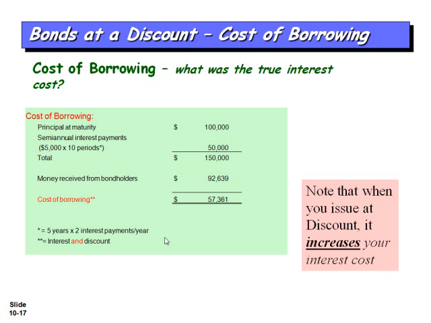So the cost of this bond was higher than the cost of the previous bond because of the discount. So you can see the principal, $100,000. That's what we're going to be paying back the bondholder. We're also paying the $50,000 in interest, just like in the last example, but we only got $92,639. So the cost of this bond is $57,361. $7,361 more, or you could take the $50,000 plus the discount. So when you issue a bond at discount, it increases your interest costs.